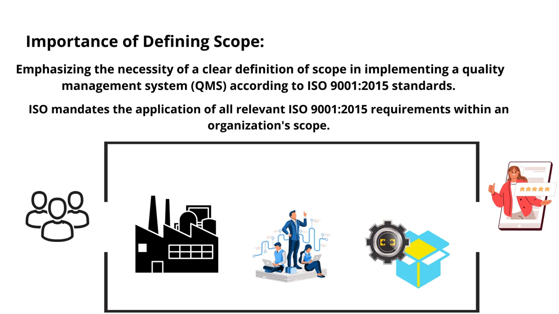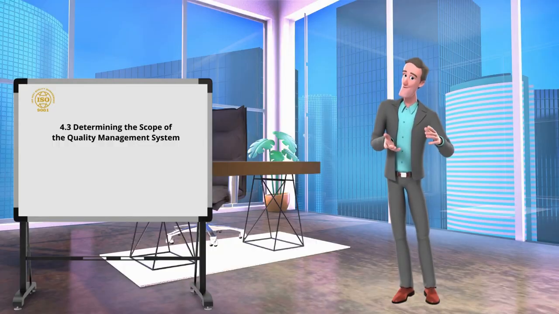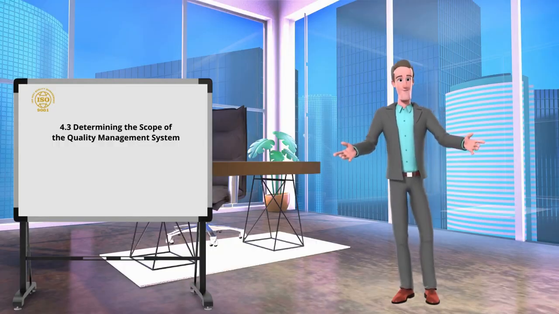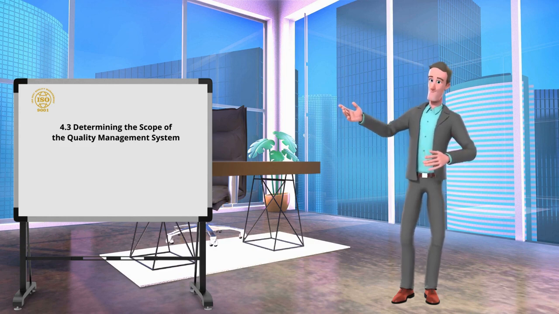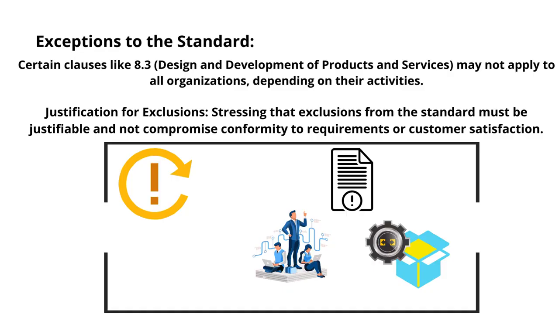The ISO mandates that all relevant requirements of the ISO 9001:2015 standard must be adhered to within the organization's scope. Nevertheless, certain exceptions exist. For instance, while Clause 4.1, which focuses on understanding the organization and its context, is universally applicable, Clause 8.3, concerning the design and development of products and services, may not be relevant if these activities are not part of the organization's business processes. In such cases, the organization wouldn't need to develop processes and controls for these activities, and this requirement could be legitimately omitted from the QMS scope.